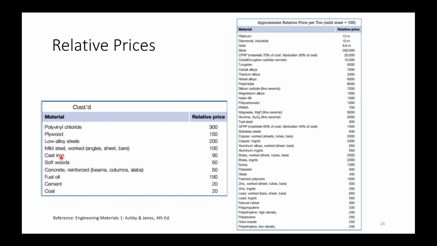Here, cast iron is always cheaper than steel, so we are more likely to use cast iron instead of steels. And cement, coal, softwoods are very cheap, so we make building structures and roads using these. The most expensive things are platinum, diamonds, gold, silver, CFRP, and the cheaper ones are mostly polymers and ones that we get from nature such as woods, etc.